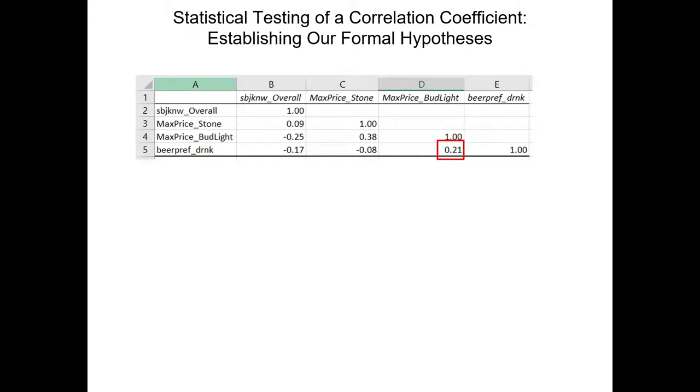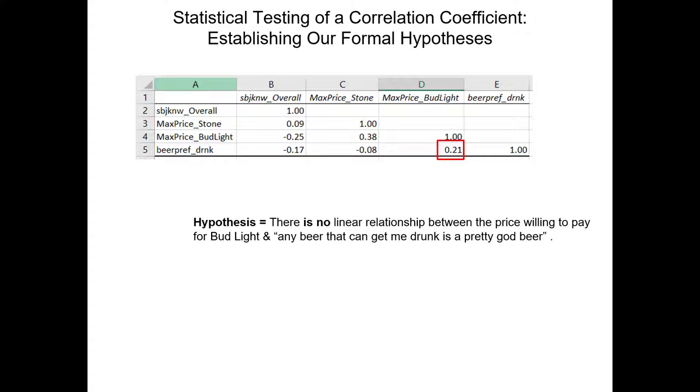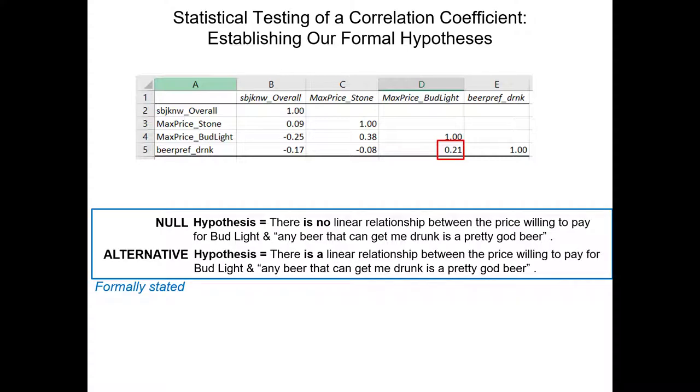Let's focus in on just one of the correlation coefficients as an example. The maximum price that someone's willing to spend on Bud Light and their preference for "any beer that can get me drunk is a pretty good beer" had a correlation coefficient of 0.21, which we interpreted as weak. Now, our actual formal hypothesis is that there is no linear relationship between the price willing to pay for Bud Light and any beer that can get me drunk is a pretty good beer. Stated more completely, that was the null hypothesis.